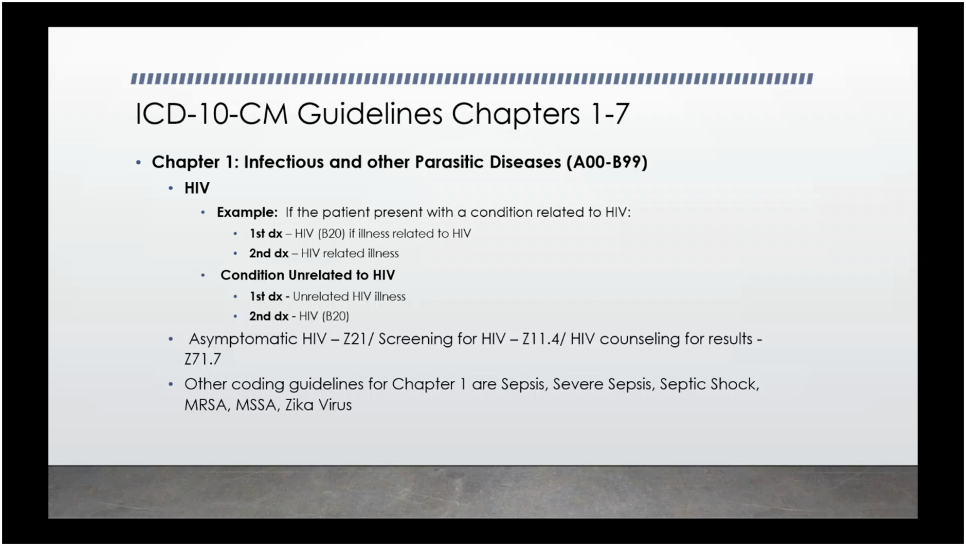And then other coding guidelines that we have in there are sepsis. With sepsis, severe sepsis, and septic shock, make sure that you pay attention to the coding sequencing if you get a question on one of those. If we have severe sepsis, did you have shock? Was it with or without shock? So you would have two codes in that particular case, whereas if you just have sepsis, you would have one code. A41.9 is the default unknown organism for the sepsis. Same thing with MRSA, MSSA, and the Zika virus.